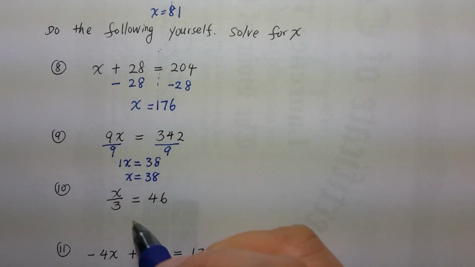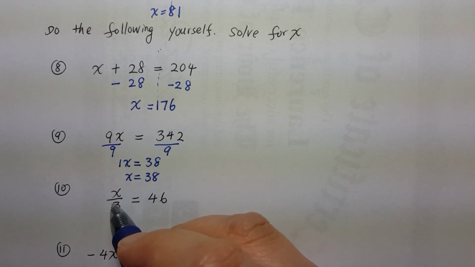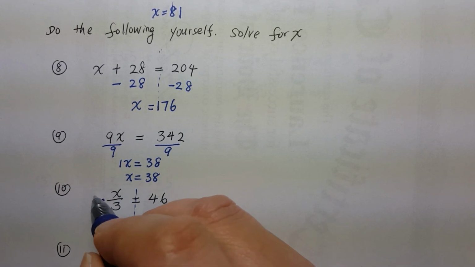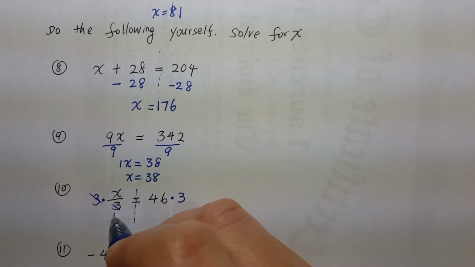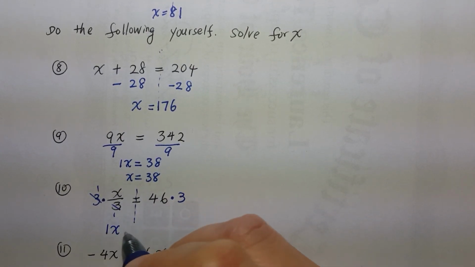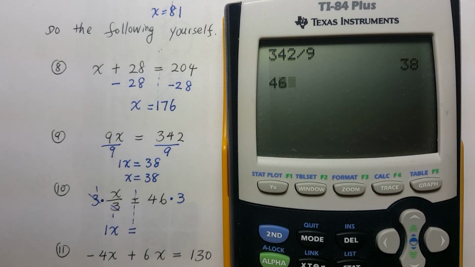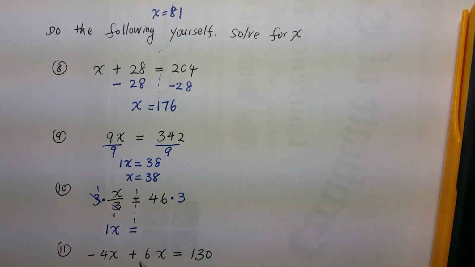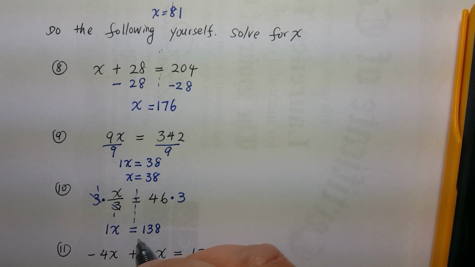Number 10, x over 3 equal to 46. This is division, so therefore we are going to multiply the denominator 3 both sides. 46 times 3, then times 3. So simplify, we got 1x. So now we have 138. 1x equal 138, so x equal 138.